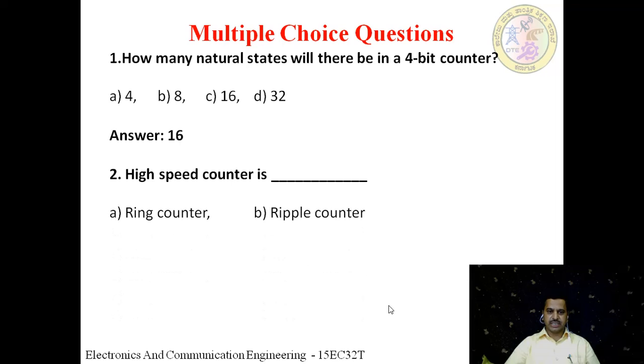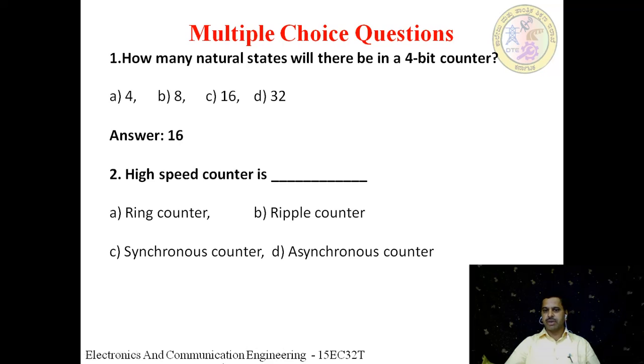Which is the high-speed counter: ring counter, ripple counter, synchronous counter, or asynchronous counter? Ring counter, ripple counter and asynchronous counter are asynchronous counters, whereas in the synchronous counter we apply the clock simultaneously to all the flip-flops. So naturally the synchronous counter is the faster one. So the answer is C.